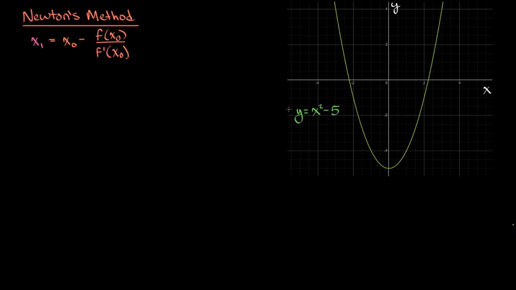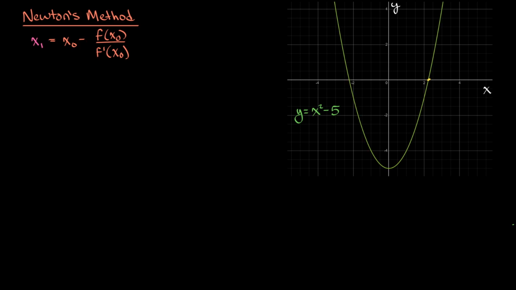So why don't you pause the video and try to use Newton's method to approximate the positive square root of 5. And I'm going to let my initial guess be 2, so you can have your initial guess be 2 if you'd like as well. All right, assuming that you've given it a go, let's do this.